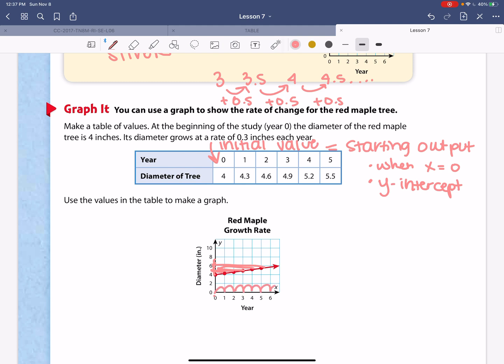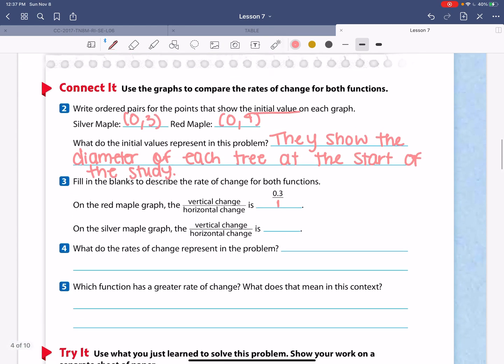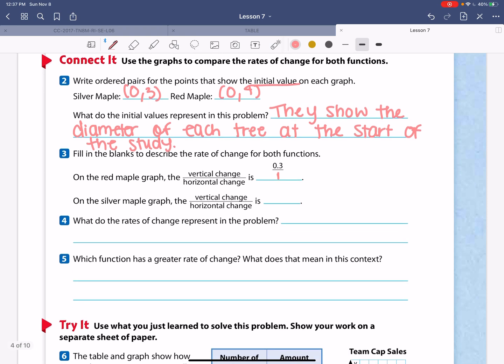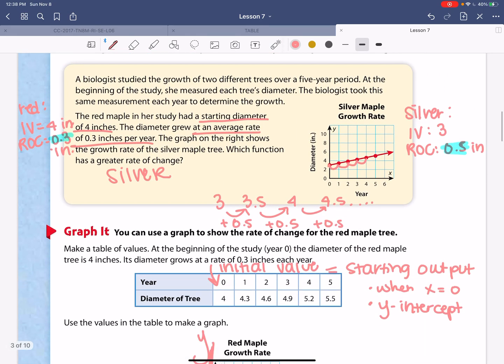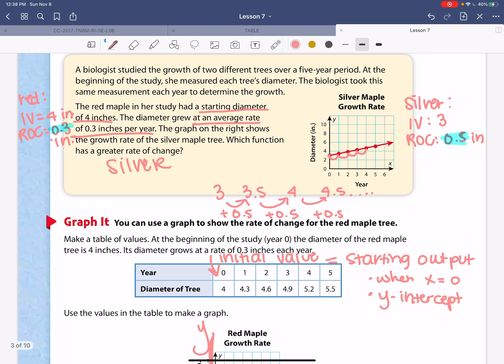That's where they got the horizontal change. So the horizontal change is always the x-axis, and the vertical change is always the y-axis. Okay, so then we have actually the same thing for the silver maple graph. It's always vertical over horizontal, y over x. The change in y over the change in x. That's just our rate of change.